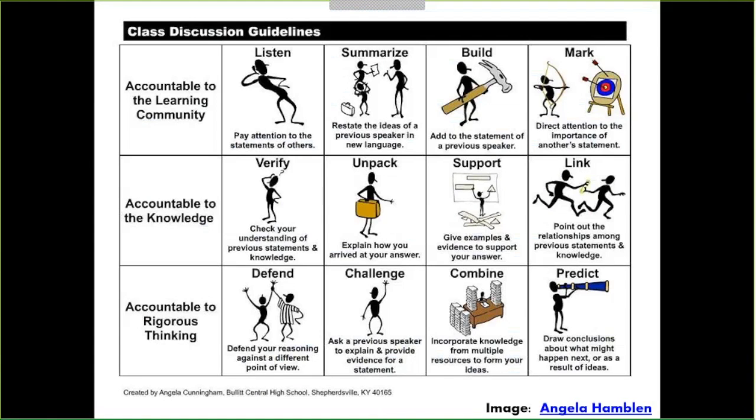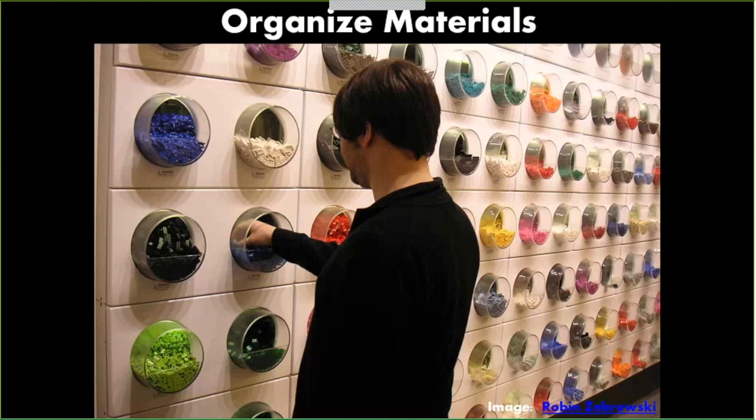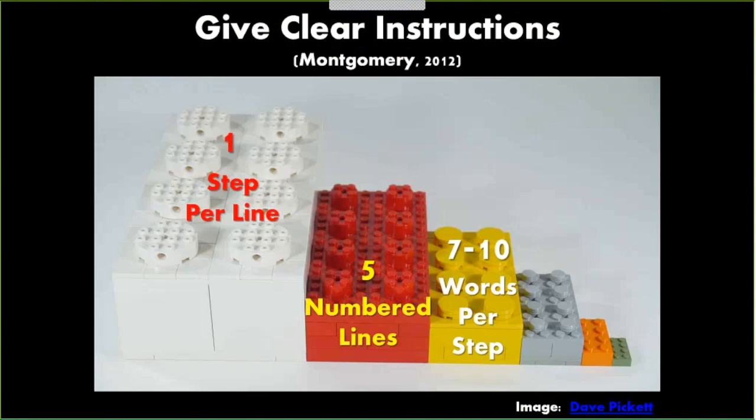You can give them guidelines for class discussions if we have materials organized, and give very, very clear instructions. So like we talked about before, the mind can't hold on to all the language and process it at once. So if we want students to follow our instructions when we're managing projects, we need to give very clear, simple instructions. So 1 step per line, no more than 5 numbered lines, and 7 to 10 words per step has worked pretty well for me.